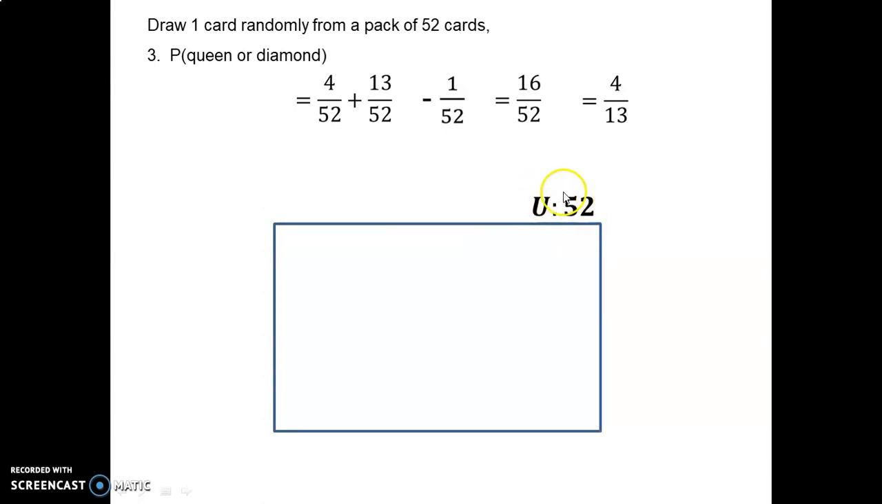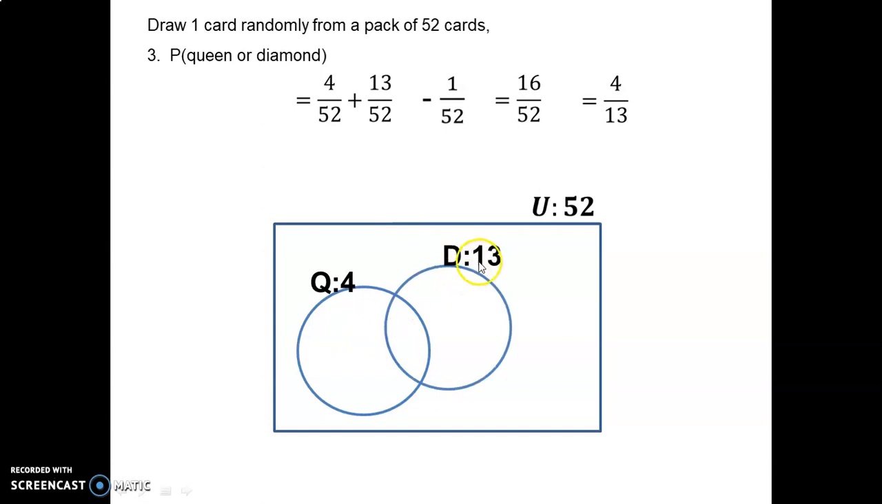Our universal set is the whole deck of 52 cards. Here we have the queens, and there are 4 of them. Notice I wrote the 4 here along the edge instead of inside the circle. And here we have the diamonds, and there's 13. I wrote it out here as well instead of in here.